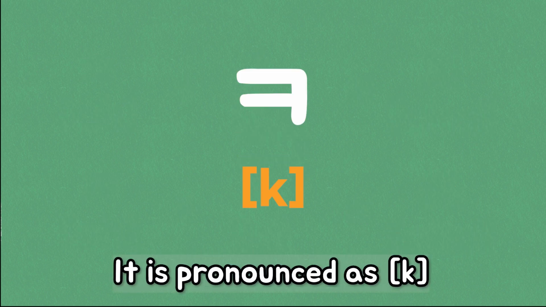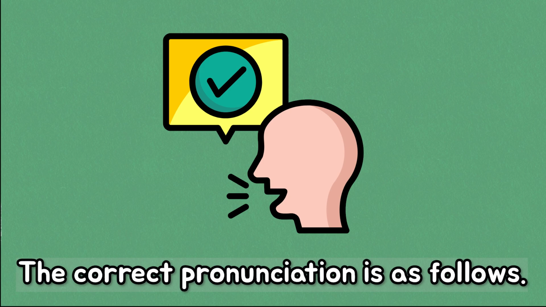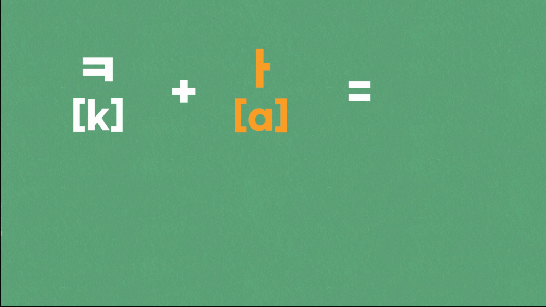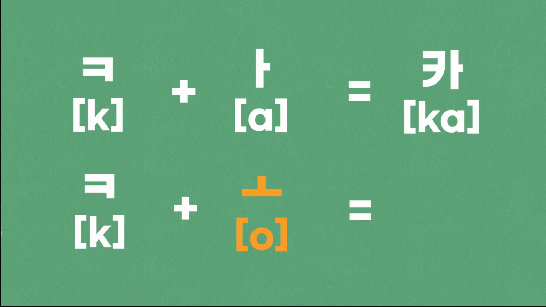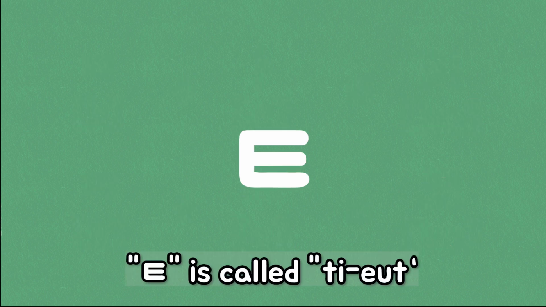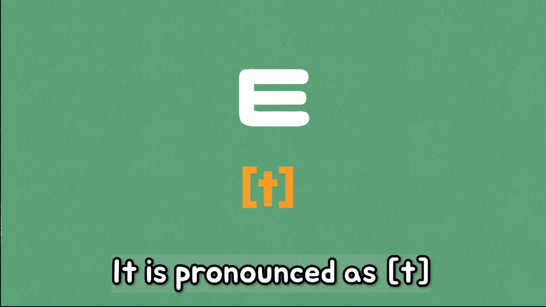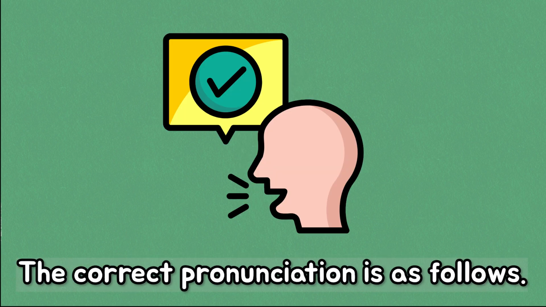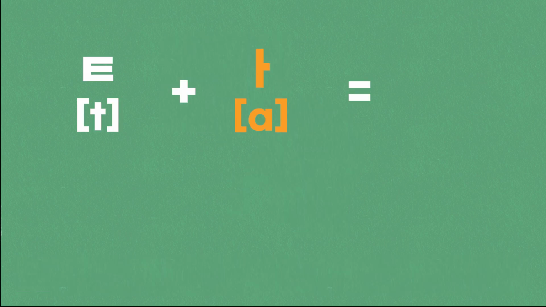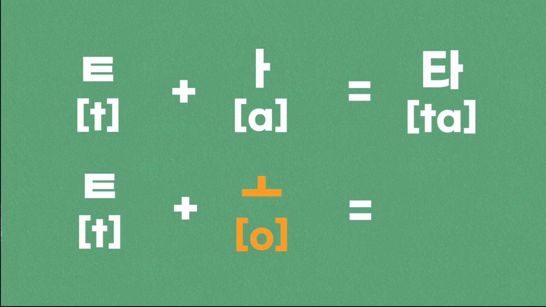Kiuk is called kiuk. It is pronounced as k. The correct pronunciation is as follows: k, a, ka, k, o, ko. Tiuk is called tiuk. It is pronounced as t. The correct pronunciation is as follows: t, a, ta, t, o, to.